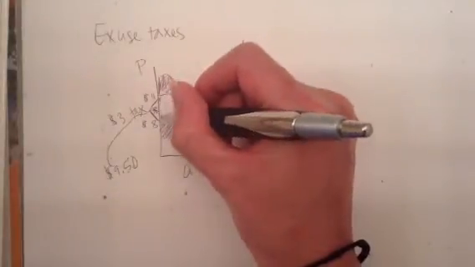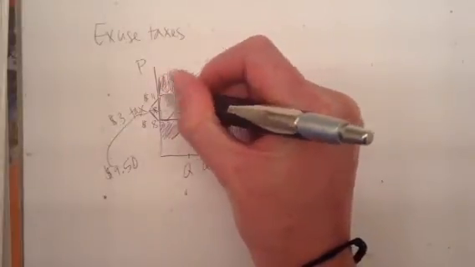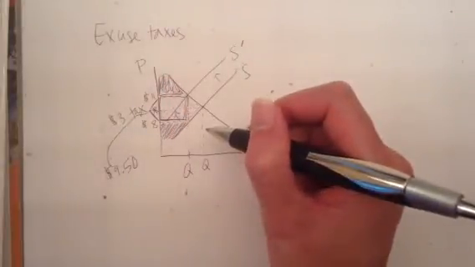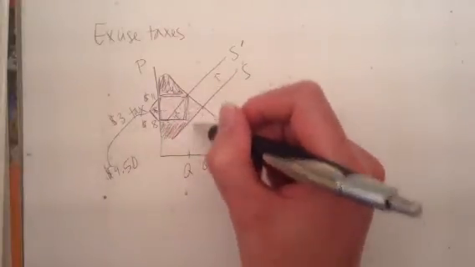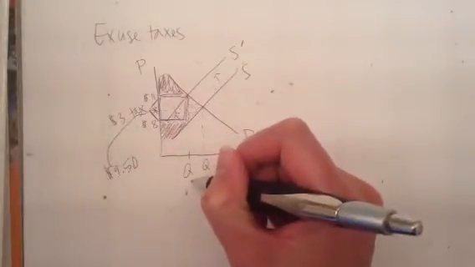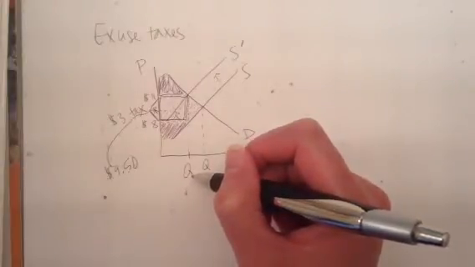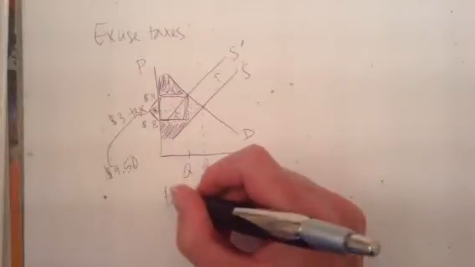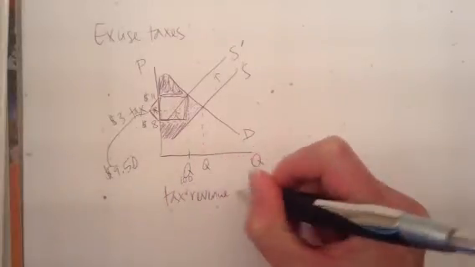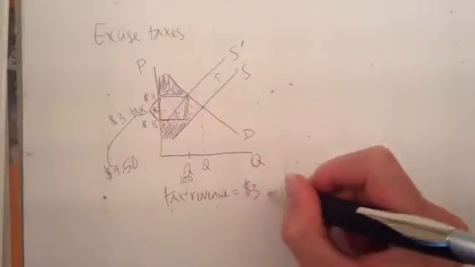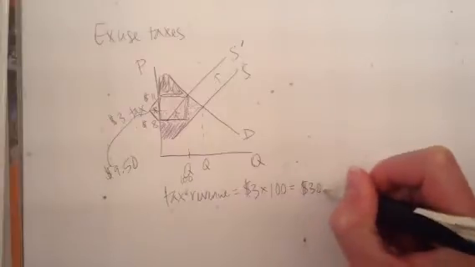This rectangle right here that I'm boxing in is the amount of tax revenue that the government is going to get, because they're getting $3, that's the amount of the tax, times the quantity that's sold. So if the quantity was 100 packs in this example, then the tax revenue would equal $3 times 100 packs of cigarettes, so it'd be $300.